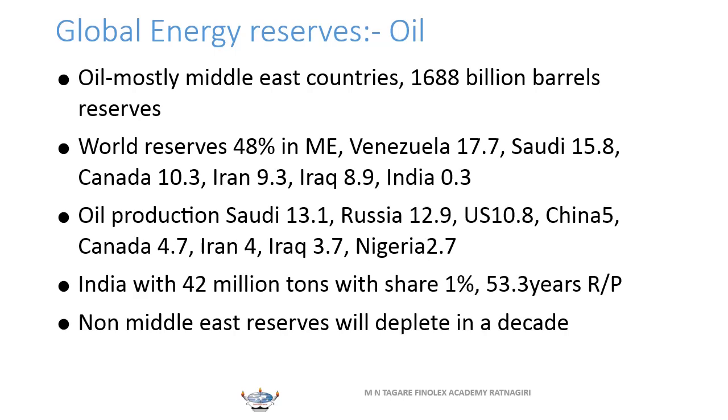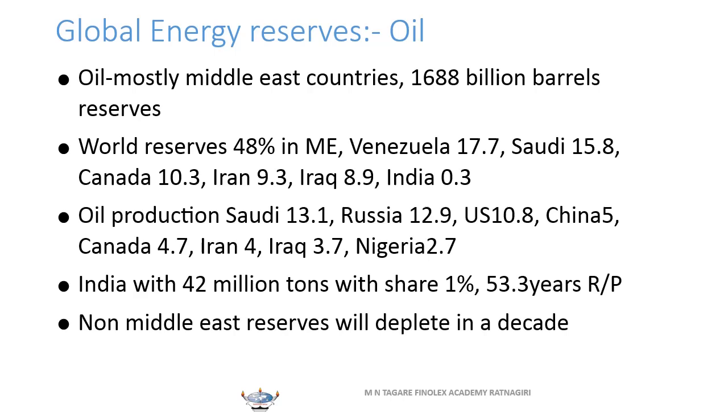Now as far as oil production is concerned, Saudi Arabia is leading. Their stake in production is 13.1. Russia has a share of 12.9. US has a stake of 10.8%. China has a share of 5%. Canada 4.7%. Iran is 4%. Iraq is 3.7%. And Nigeria has a share of 2.7%. This is the share in production of oil.